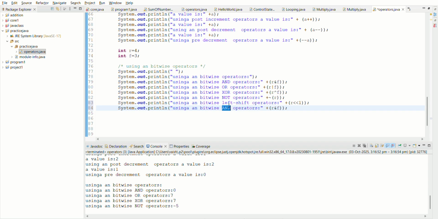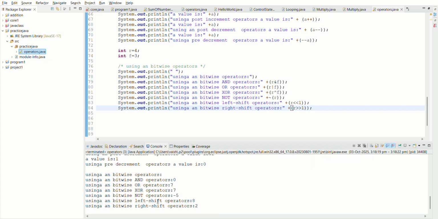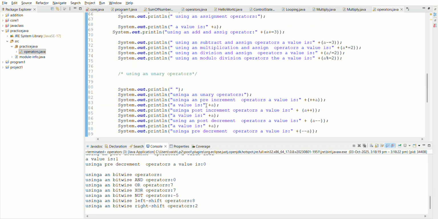So in the left shift it adds a 0 to the right side and in the right shift it removes the bits from the right side. So that is the difference between left shift and right shift. Now the right shift operators. So right click, run as Java application. Right. We can also create the right shift operator too. So these are the bitwise operators.